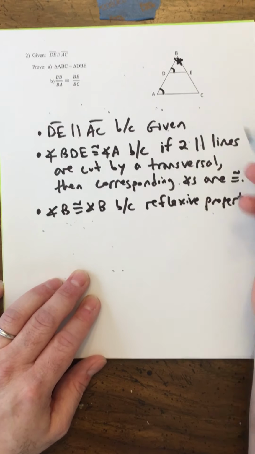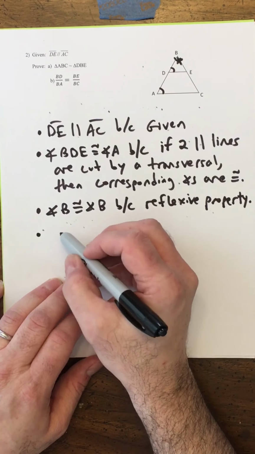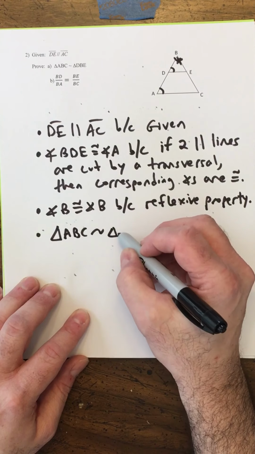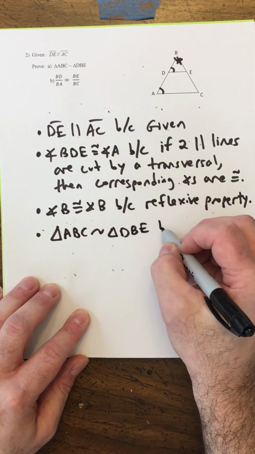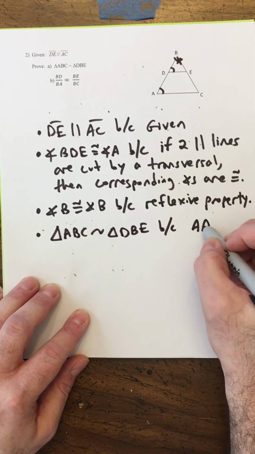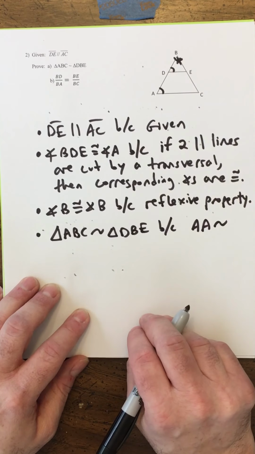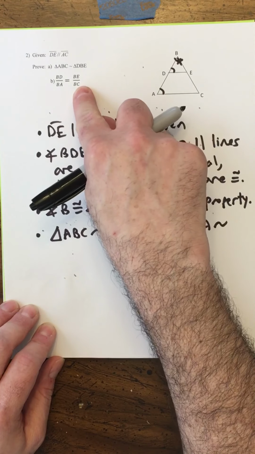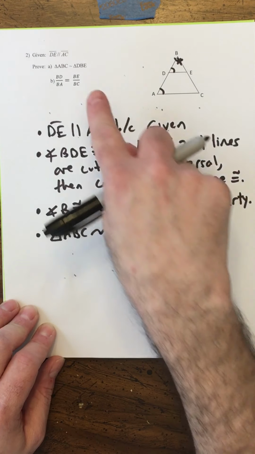Okay? Now we have enough information to prove that the triangles are similar. Triangle ABC is similar to triangle DBE because of what we learned in the last lesson, angle-angle similarity. And now the next thing is going to be like CPCTC, but not for congruent triangles.